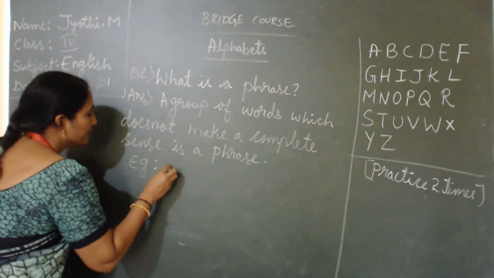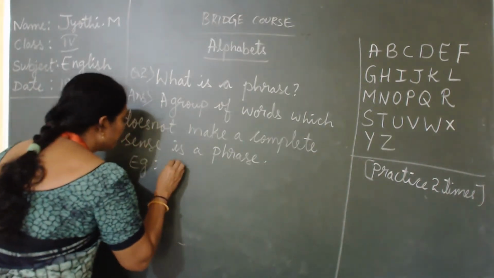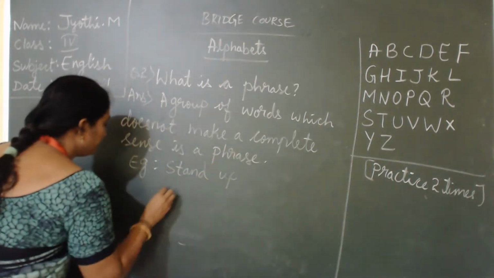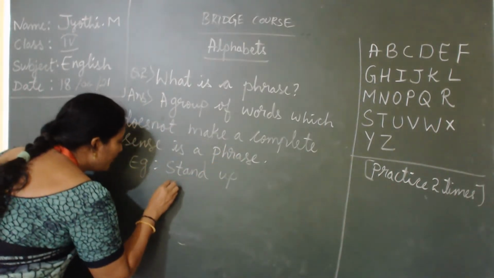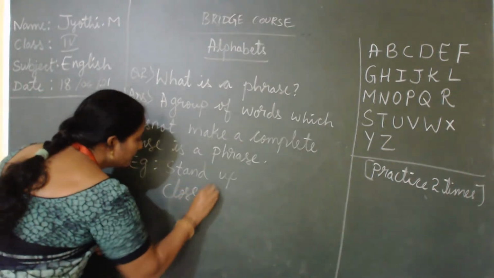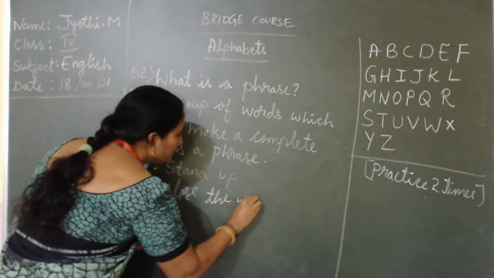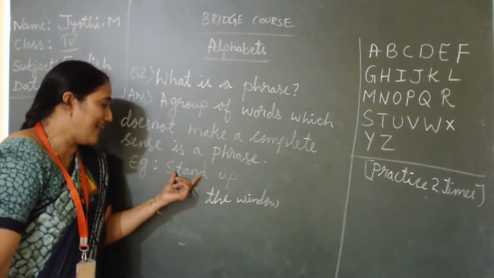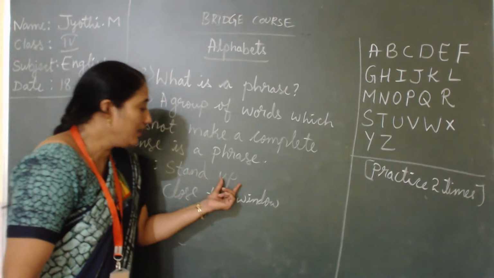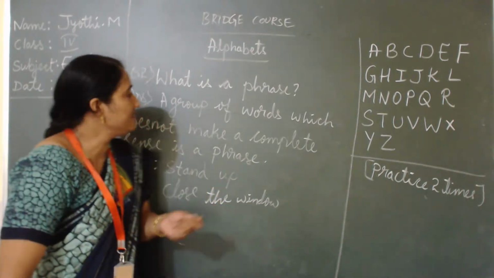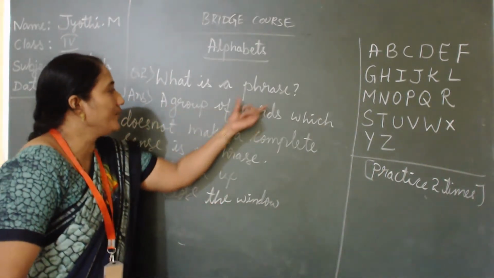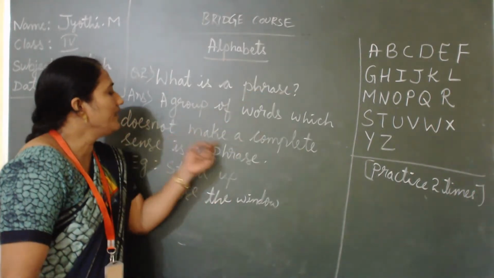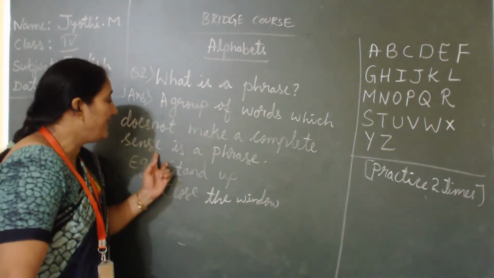Example: stand up, close the window. Stand is one word and up is one word. Yes, children? It is a group of words, I told you. This phrase is a group of words. "Stand up" does not make a complete sense.